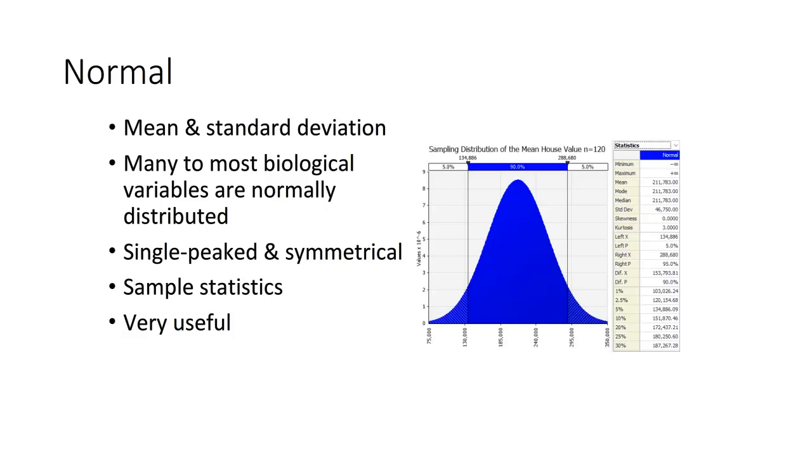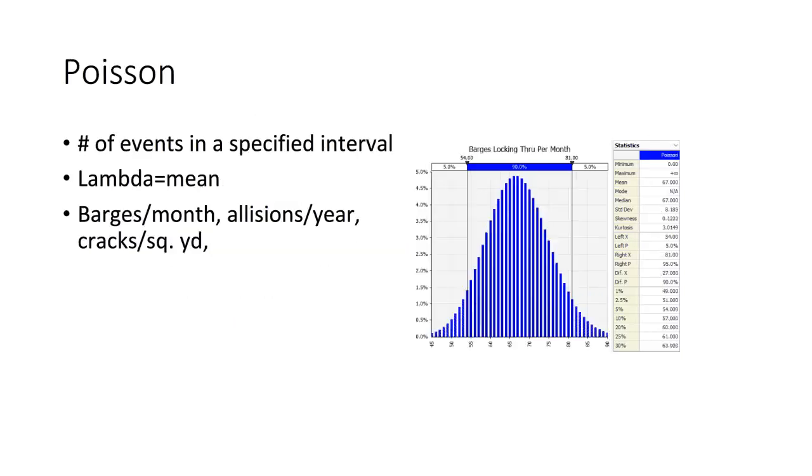There are a lot of values and variables in the world that are single peaked and symmetrical. It's as likely to be above the mean as below the mean. The normal distribution is really handy when working with sample statistics. The central limit theorem makes it extremely useful for sample statistics. It's a very useful distribution. If you have a variable that is the sum of many other variables, like a cost estimate, that's the sum of many different costs, a cost estimate is likely to be normally distributed. So the normal distribution comes up quite a bit.